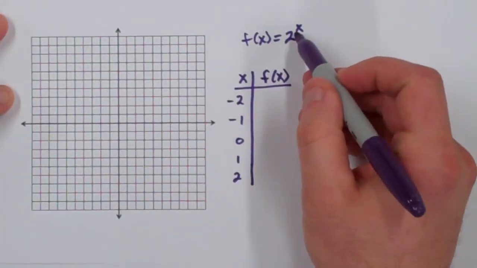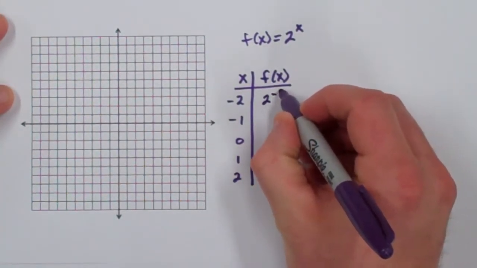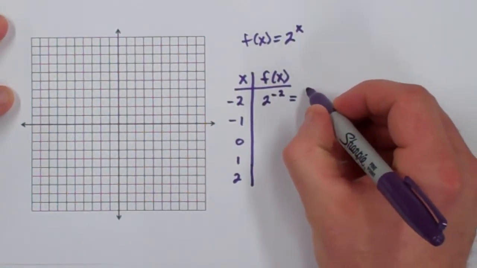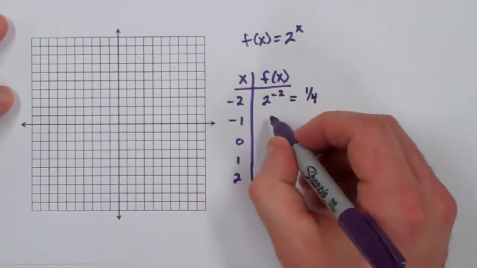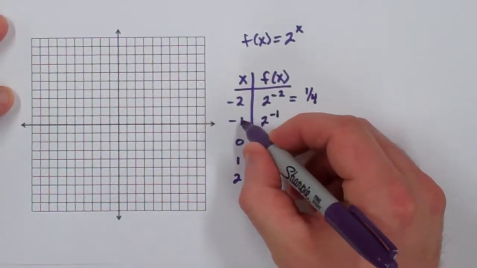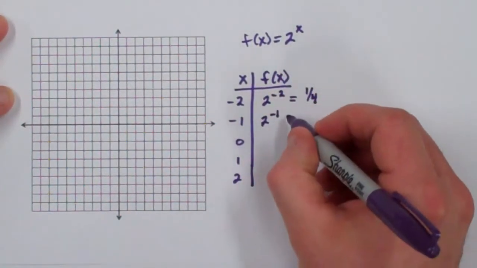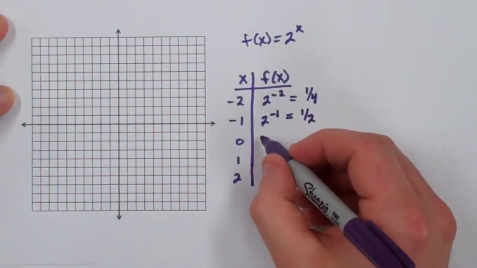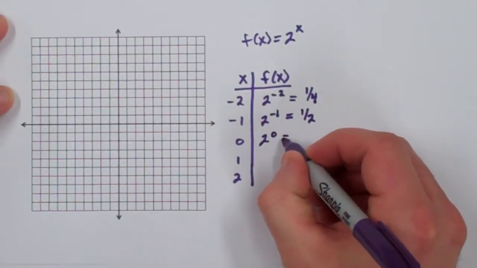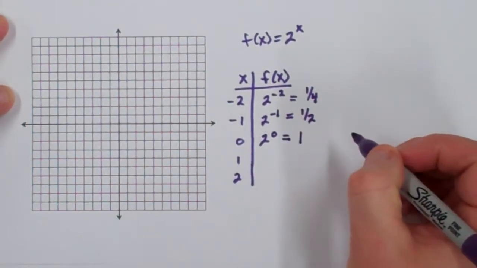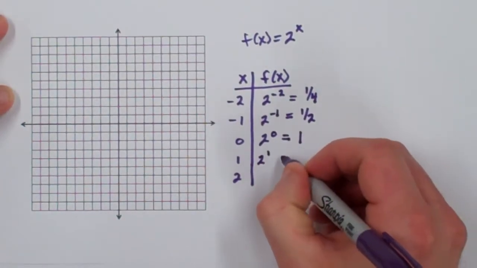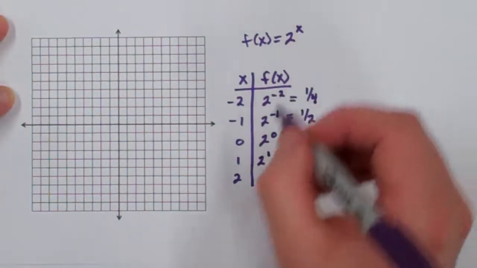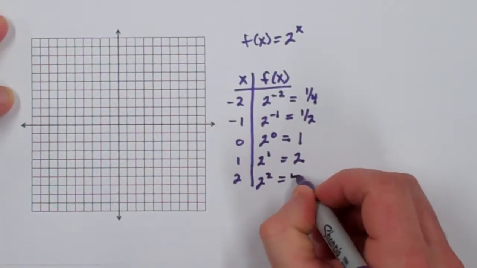So if we plug those in for x, this is 2 to the -2 power. Remember that 2 to the -2 is 1 over 2 squared, or 1 over 4. 2 to the -1 power, again substituting in -1 for x, gives us 1 over 2, or just 1/2. 2 to the 0 power, anything to the 0 power is 1. 2 to the first is just 2, and then 2 squared would be 4.